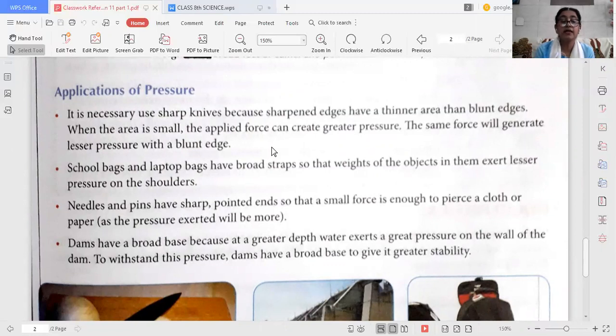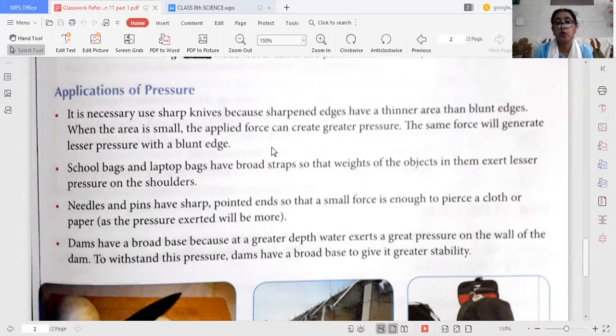Now, school bags and laptop bags always have broad straps, right? Why? So that the weight of the objects in them exerts less pressure on the shoulder. Because if the straps are broader, the contact area is larger, so it will exert lesser pressure on the shoulder.